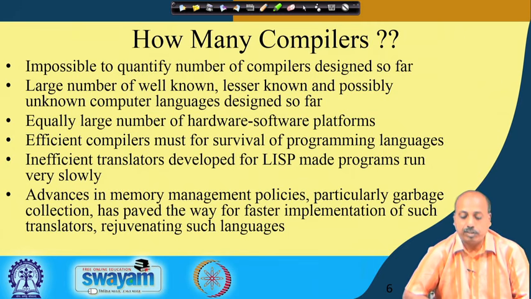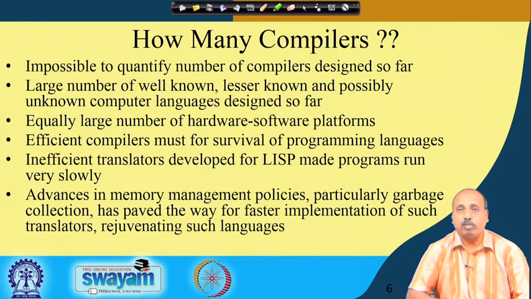Inefficient translators developed for Lisp made programs run very slowly. Lisp is a functional programming language that was designed long back, but it has very nice features; programs that you write in Lisp are much smaller compared to other high level language programs like C. But the problem is that the translated version of the program was very slow. Designing an efficient translator was a problem. So the Lisp programs used to run very slowly, and it was not that popular.